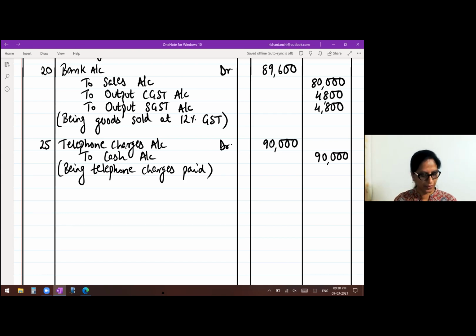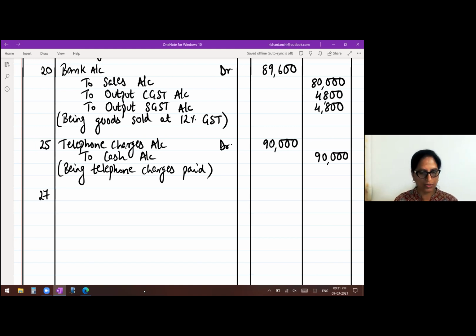27th, Mrs. Varsha bought goods from us, rupees 90,000 at 12% trade discount. Now see the sentence there. Mrs. Varsha bought goods from us. So it is that we are selling, we are not purchasing. You will see the word bought and think that it is purchases. But you have to read the sentence carefully. So it is we are selling to Mrs. Varsha at 12% trade discount.